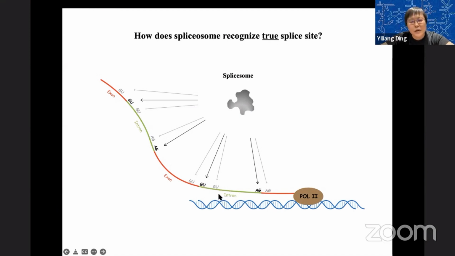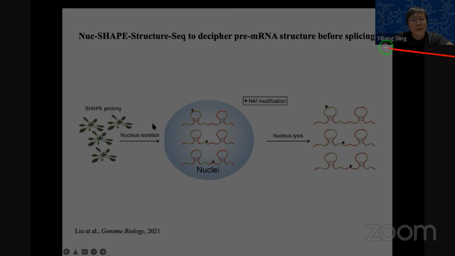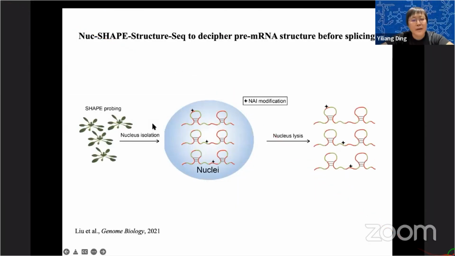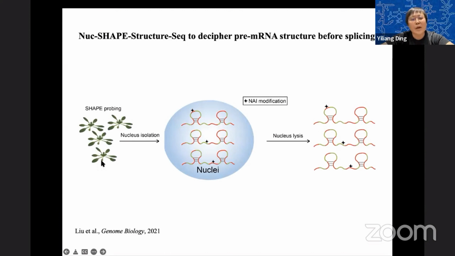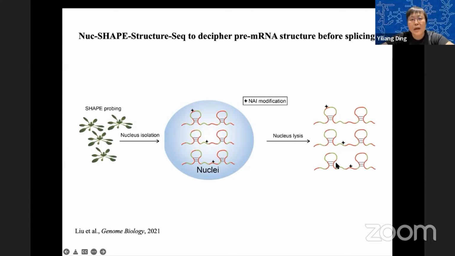We hypothesize that RNA structure may help the spliceosome to recognize the true splice site. So we generated a new method called nuclear SHAPE structure-seq, in which we chemically treat the plant, isolate the nucleus, enrich the pre-mRNA portion, and generate a pre-mRNA structure landscape. This data allows us to ask how structure is involved in causing splicing.